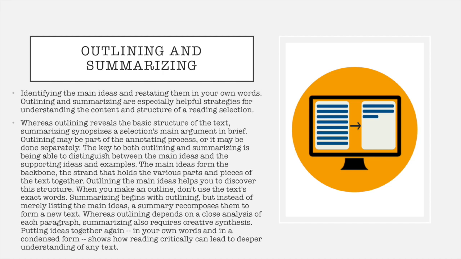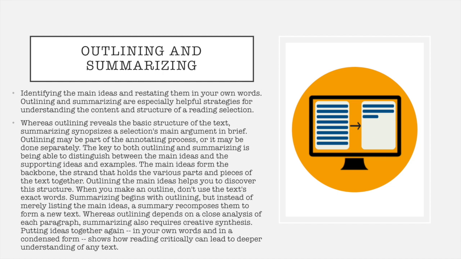The key to both outlining and summarizing is being able to distinguish between the main ideas and the supporting ideas and examples. The main ideas form the backbone, the strand that holds the various parts and pieces of the text together. Outlining the main ideas helps you discover the structure. When you make an outline, don't use the text's exact words.